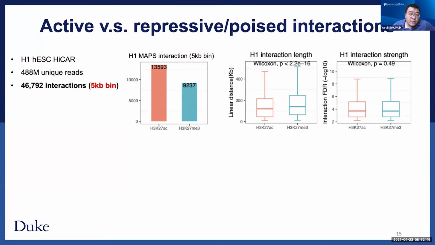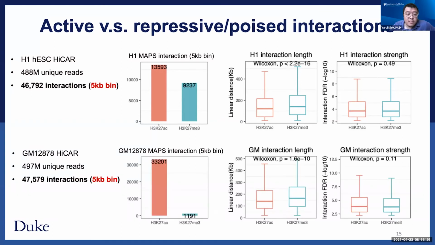In order to get a more accurate signal, we processed our HiCAR data using MAPS, but this time we used 5 kb bins to call interactions. And as you can see here, indeed, in the H1 data, we are able to identify a large number of long-range chromatin interactions that are specifically anchored on K27 trimethylation modified regions. If we compare the loop length and the loop strength, we can see that these K27 trimethylation-associated interactions are slightly longer than the active interactions, but their FDRs are all very significant.